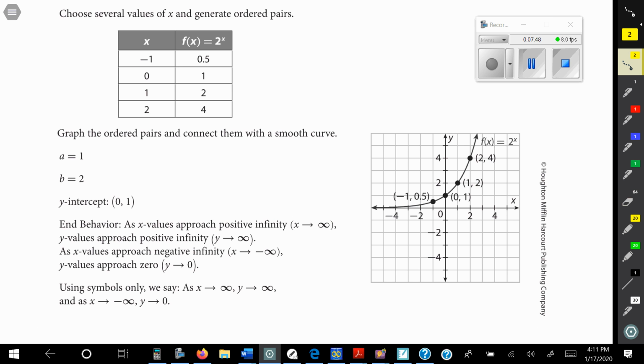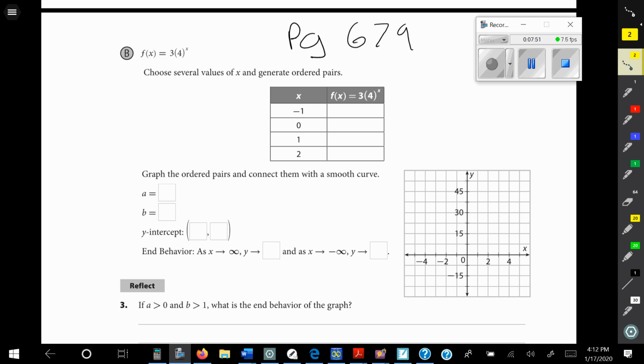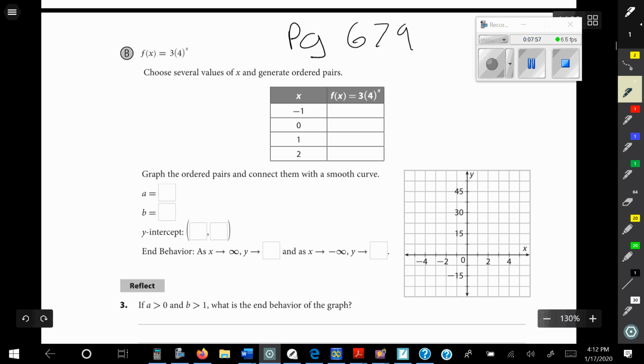All right, let's work one out. Okay, so on this example, we want to do the exact same thing. We want to determine the a, b, and the y-intercept. So I've got the function here, and it's f of x is equal to 3 times 4 raised to the x.